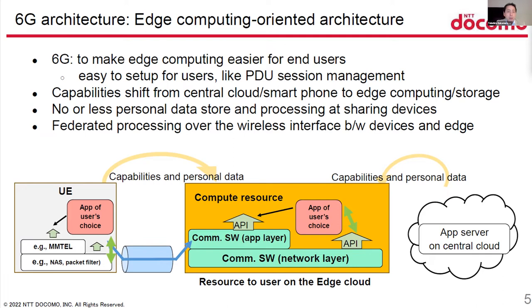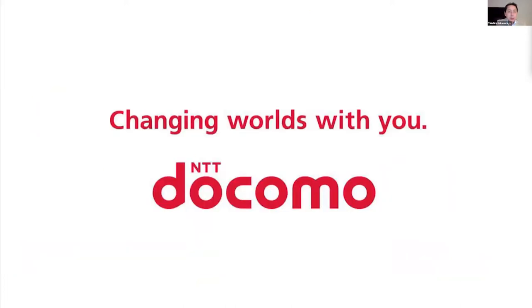And lastly, federated processing over the wireless interface between the device and edge. Even now, this kind of approach has already been realized, and we are providing some services. But there is a more advanced way of federated processing over the wireless interface between the device and the edge. So these are the major evolution points for edge computing, we think. Okay, that's my presentation. Thank you very much for your attention.